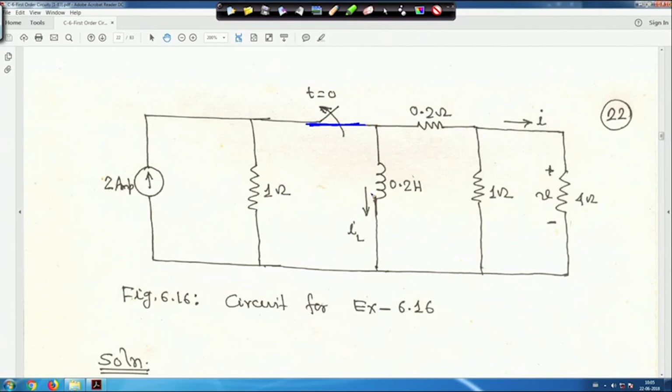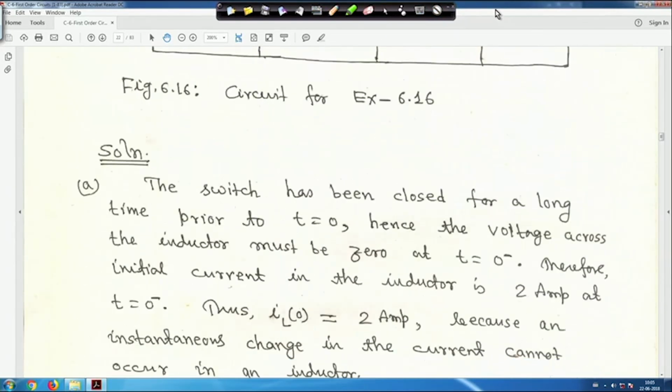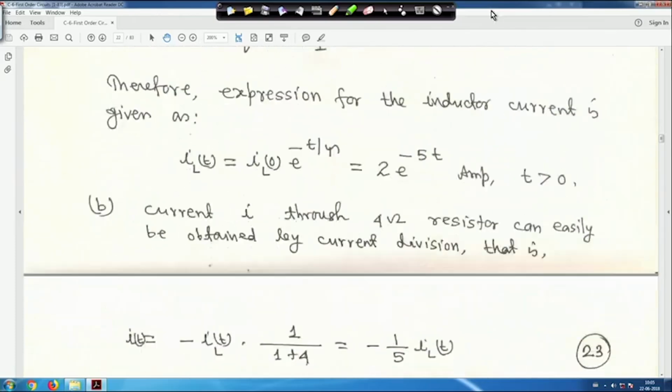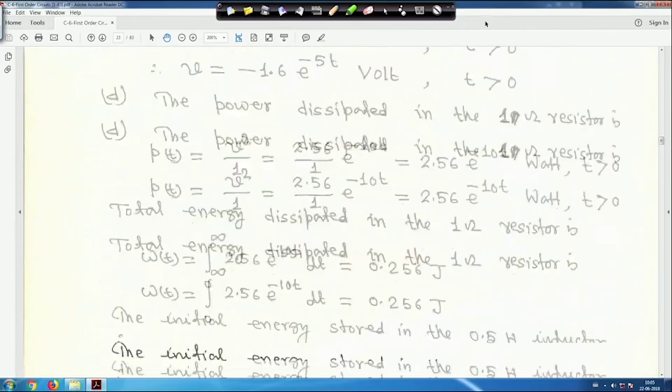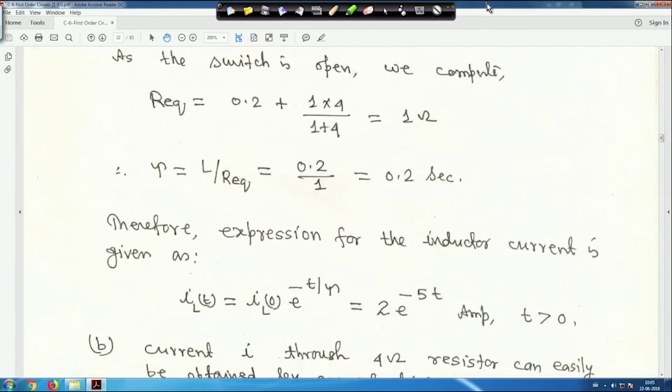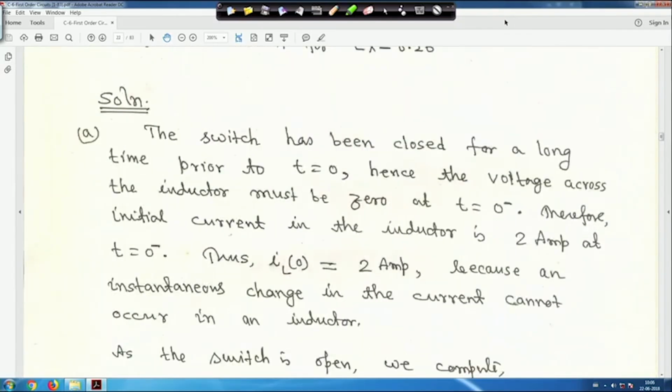So, when this switch was closed for a long time, if we see the equivalent circuit, then you see how it is. In this case, here I have not given that equivalent circuit. So, I have to make it for you.